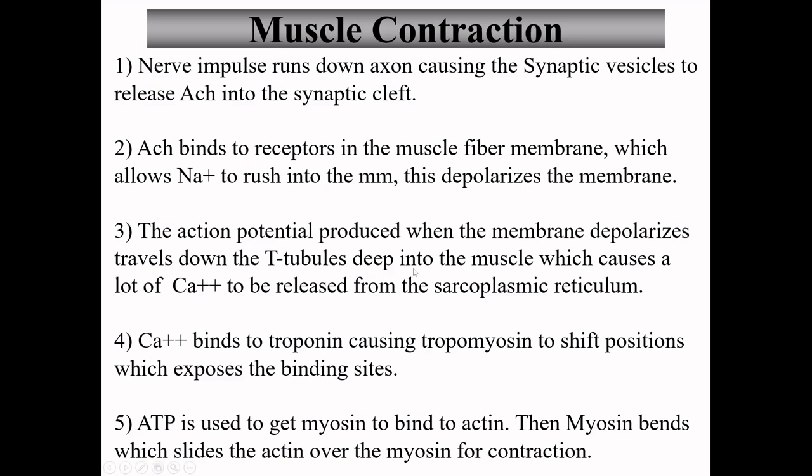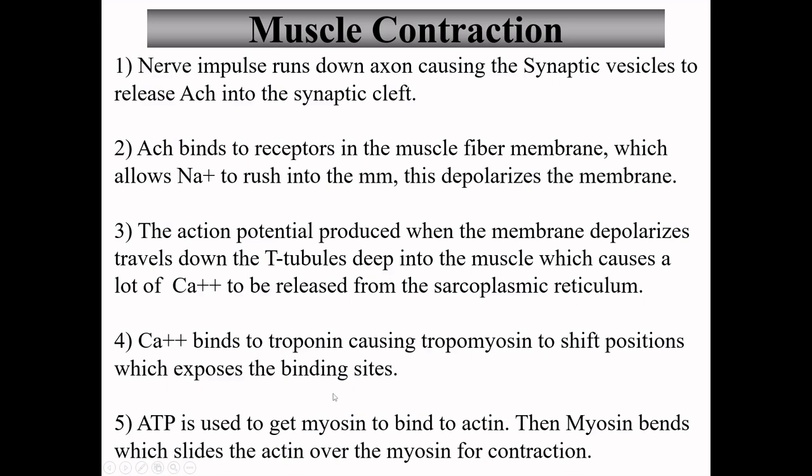This action potential causes the membrane to depolarize, and it travels down the T-tubule deep into the muscle, which causes a lot of calcium ions to be released into the sarcoplasmic reticulum. So the sodium rushes in, and that causes calcium to get released. Now these calcium ions bind to troponin, causing tropomyosin to shift positions and expose the binding sites.